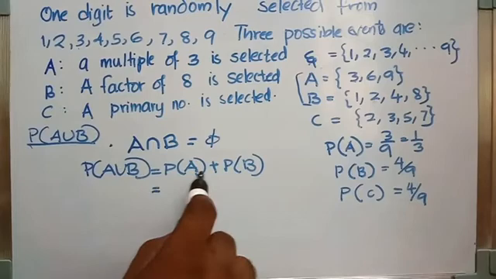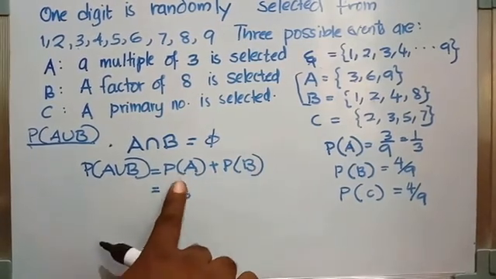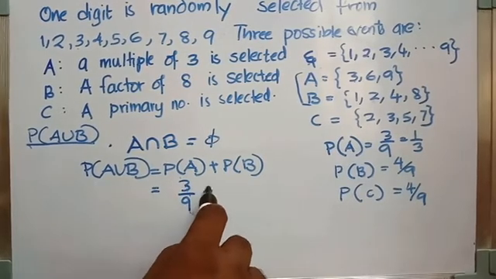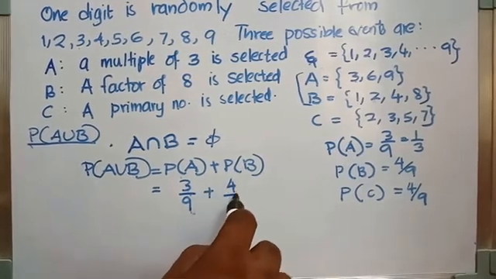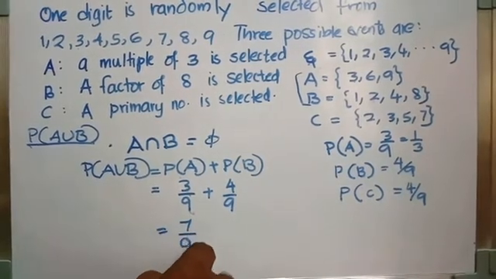which is equal to 1 over 3 or 3 by 9. That's better for us. 3 by 9 plus probability of B is 4 by 9. So we get the answer as 7 by 9. Okay.